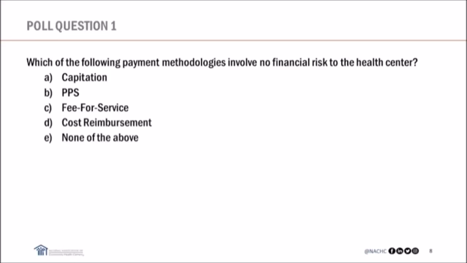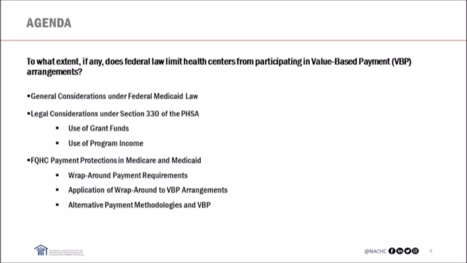Great. We will move on now to the material. So as I mentioned, we're going to cover 3 broad topics today. First, some general considerations about whether health centers can take risk under value-based payments under federal law. We'll talk about some considerations that impact taking risk under Section 330 of the Public Health Service Act. And then we'll wrap up, which will be really the bulk of our time today, on payment protections for FQHCs in Medicare and Medicaid.